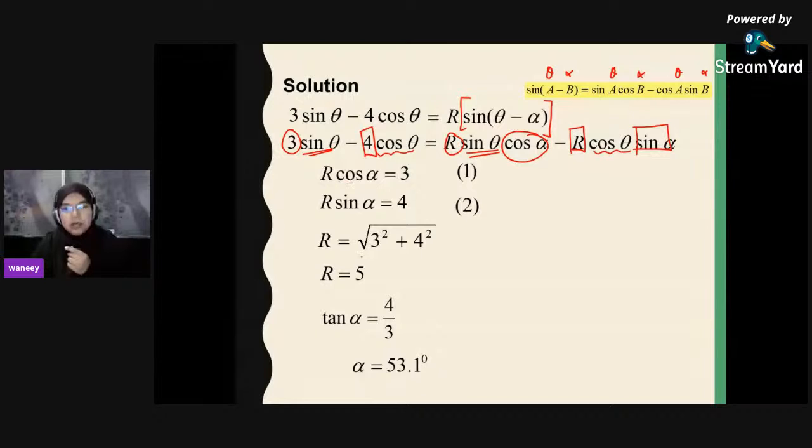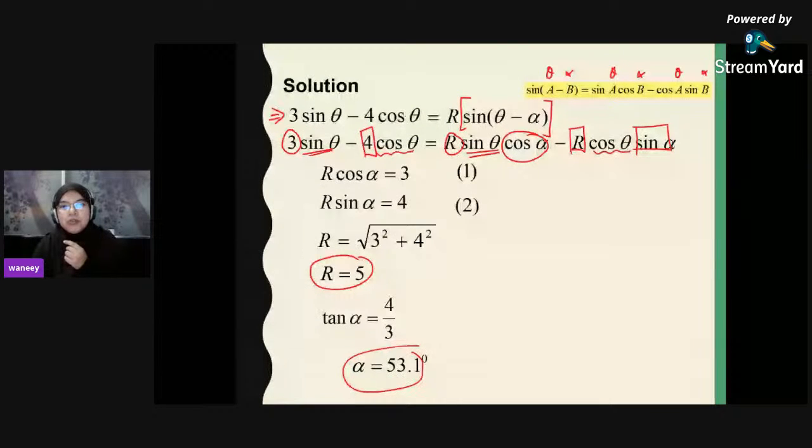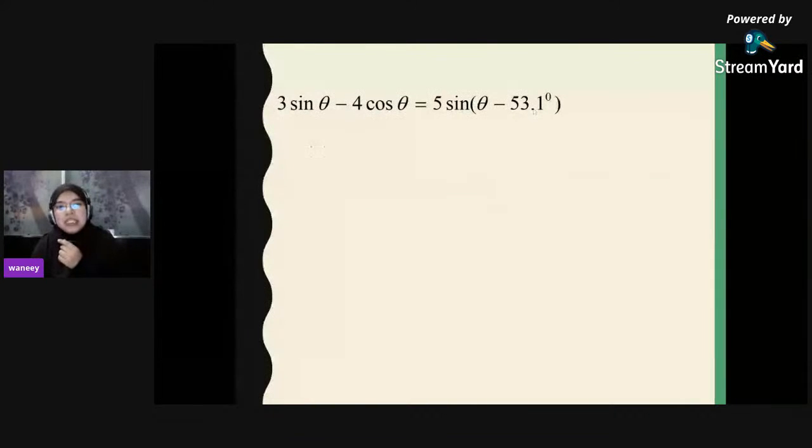So now we got the value of the r, we got the value of the alpha. So let us go back to the first equation and substitute the value of the r as well as the value of the alpha. Okay, so now 3 sine theta minus 4 cos theta is actually equal to 5 sine (theta minus 53.1 degrees). Okay, so now what do we know about sine theta?